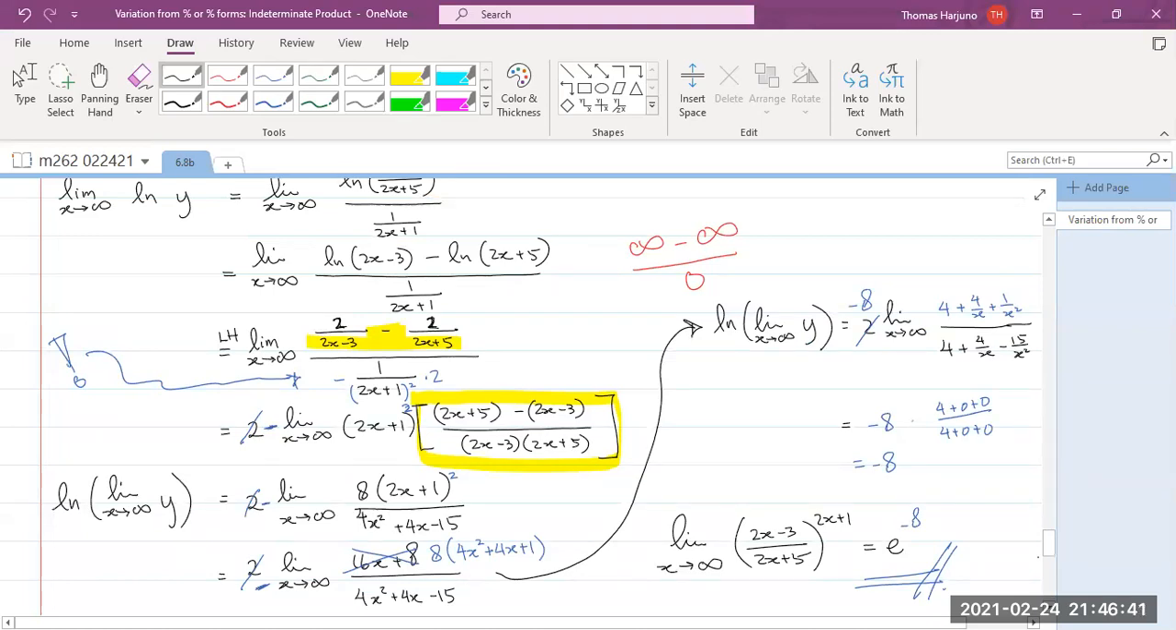This also means one thing. Simply because you have a more advanced method like L'Hôpital's Rule to do this doesn't mean it becomes easier.